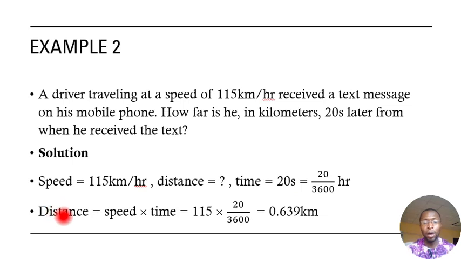Now, coming to the formula, distance by formula is speed multiplied by time. So when you multiply speed by time, in the question we already have speed, which is 115, multiplied by our time converted to hours, which is 20 over 3,600. Multiplying all of these is going to give us 0.639 kilometers. It's in kilometers now because we never tampered with the kilometer, and the hour has cancelled out. So the distance covered is 0.639 kilometers.